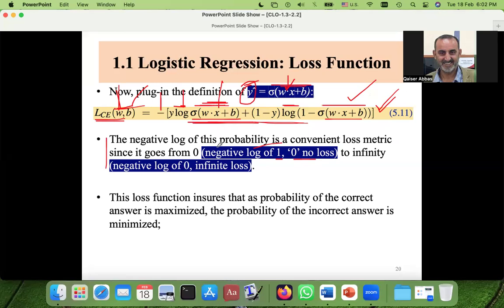The maximum value of probability is 1. So if you take the negative log of 1, you will get 0. 1 means the class is predicted properly. What is the meaning of these words? 1 means the class is predicted properly, no loss. Okay, this is the meaning.